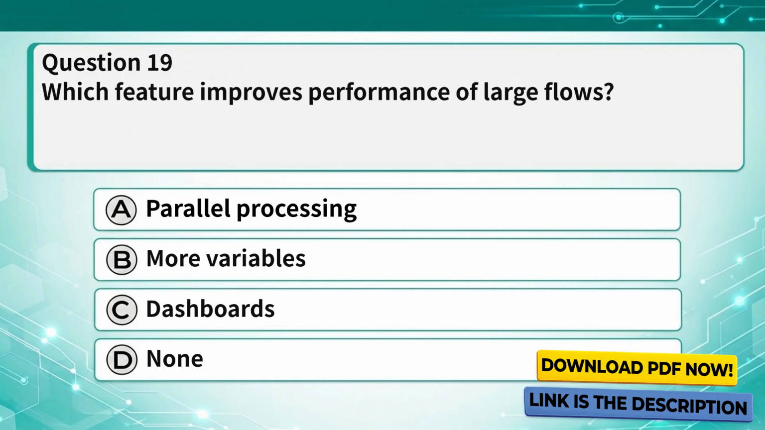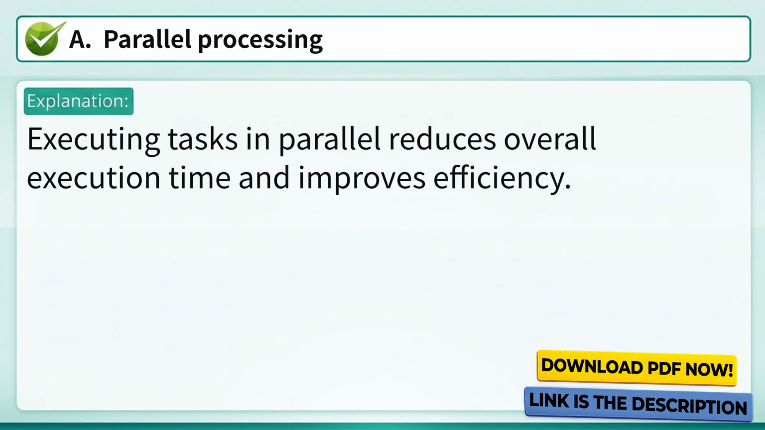Question 19. Which feature improves performance of large flows? A. Parallel processing. B. More variables. C. Dashboards. D. None. Correct answer, A. Parallel processing. Explanation: executing tasks in parallel reduces overall execution time and improves efficiency.